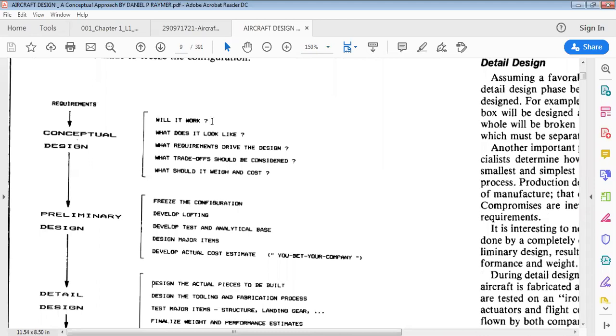Will it work? The concept, whatever the concept is, we'll check, will it work? What does it look like? So you will put a picture on a piece of paper and draw it. Okay, fine, my aircraft will look like this. What type of wing should be there, where we are going to fix the wing, where the tail should be fixed, where the landing gear should be fixed. Correct? That is the concept you are making up. What does it look like? And what requirements drive the design? What trade-off study should be considered?